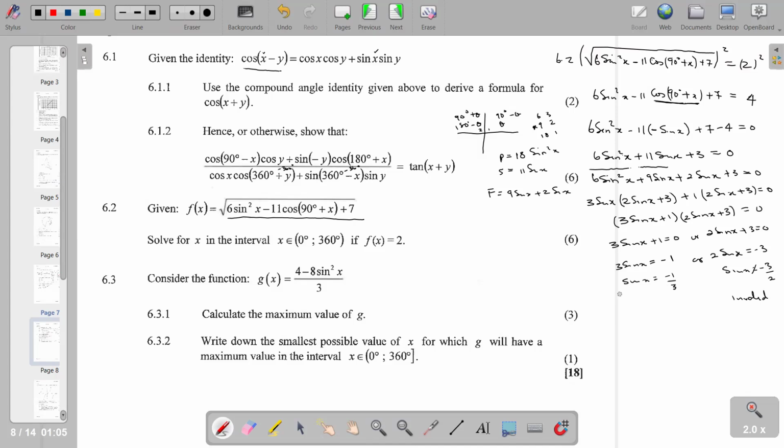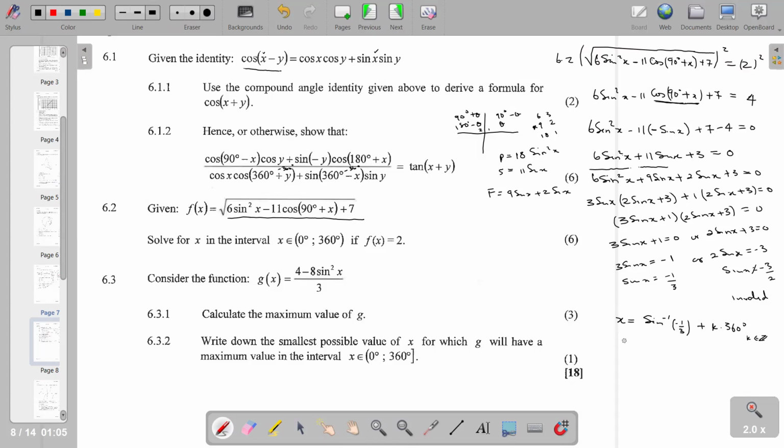So we now want, they said the answer is supposed to be from 0 to 360. So we are going to use the general solution here first. So it means our x is equal to sine inverse of negative 1 over 3 plus k times 360, where k is an element of integers.